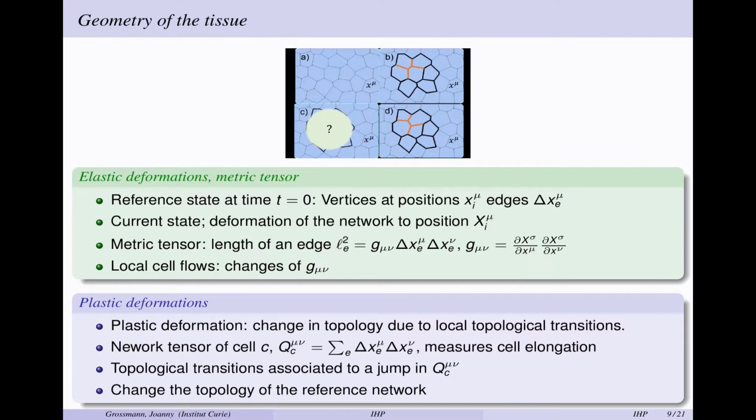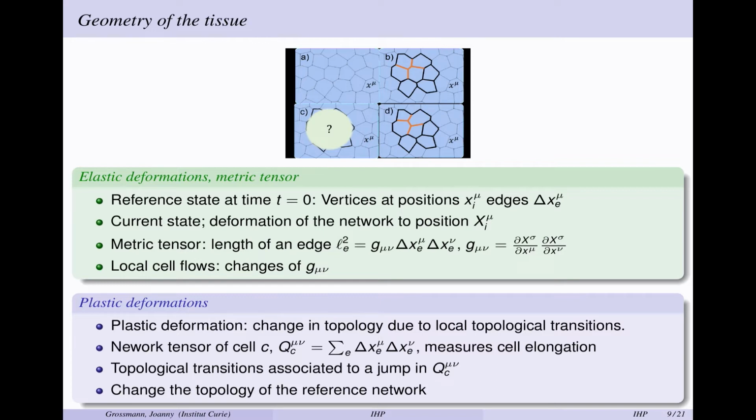Of course, at a time t, the tissue is a little bit deformed. It's deformed because maybe at time 0 it was not at the minimum because there are forces and things like this. So the vertices have other coordinates that I call big X here. And what I will do is what people do in standard solid elasticity. I take the length of an edge in real space in the current state. There is a metric which is related to the derivative of big X with respect to small x.